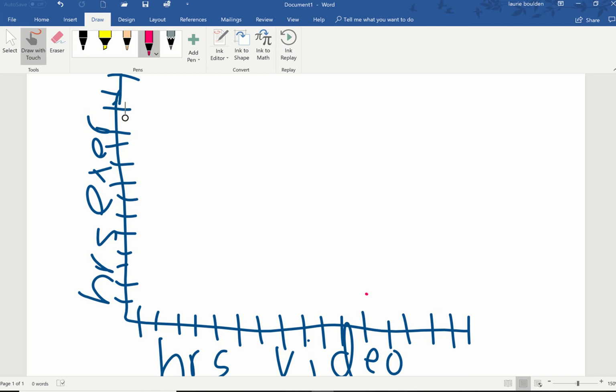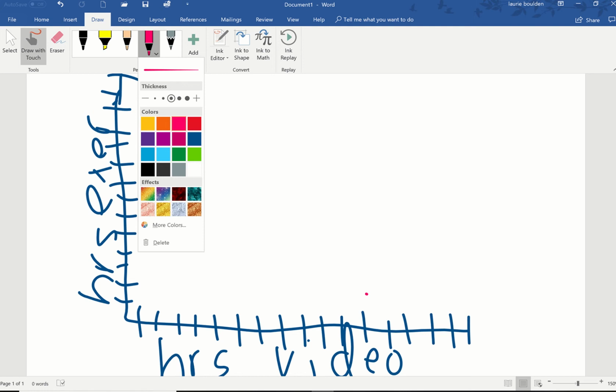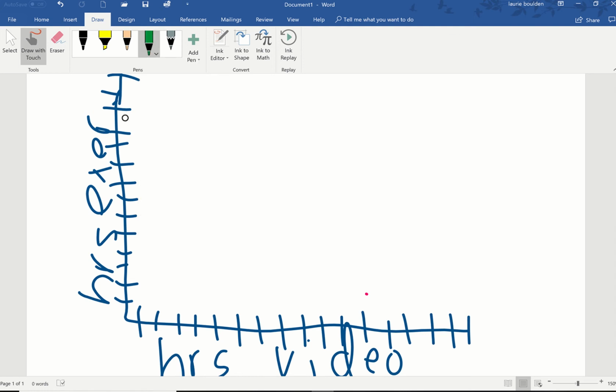And then I would do that for all the females. It gives you the idea of hours of video and hours of exercise for the entire group. And then for the men, let's say I use green for male. So my first male is 3 hours of video and 14 hours of exercise. So I go over 3 hours of video and up 14 hours of exercise. And then I'm going to plot all of the male data points.